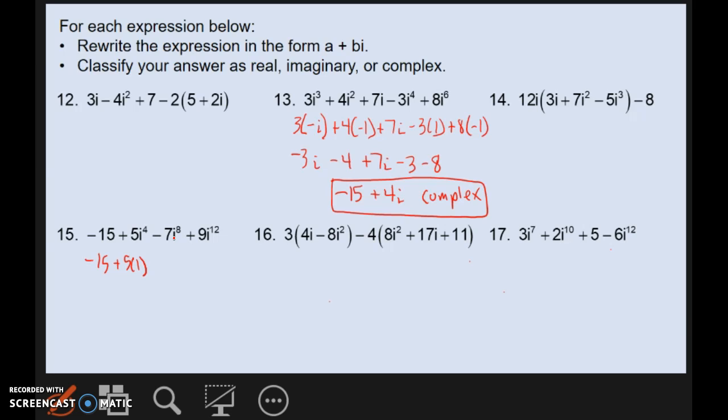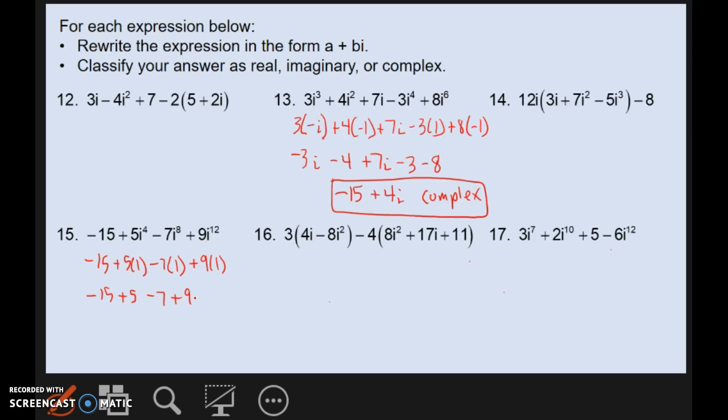i to the eighth, and I'm kind of stepping back a little bit. i to the eighth, taking away 4, that's the same thing as i to the fourth, which is 1. And then 9i to the 12th. i to the 12th is also the same thing as i to the fourth, so that would become a 1 as well. So I'm now left with negative 15 plus 5 minus 7 plus 9.